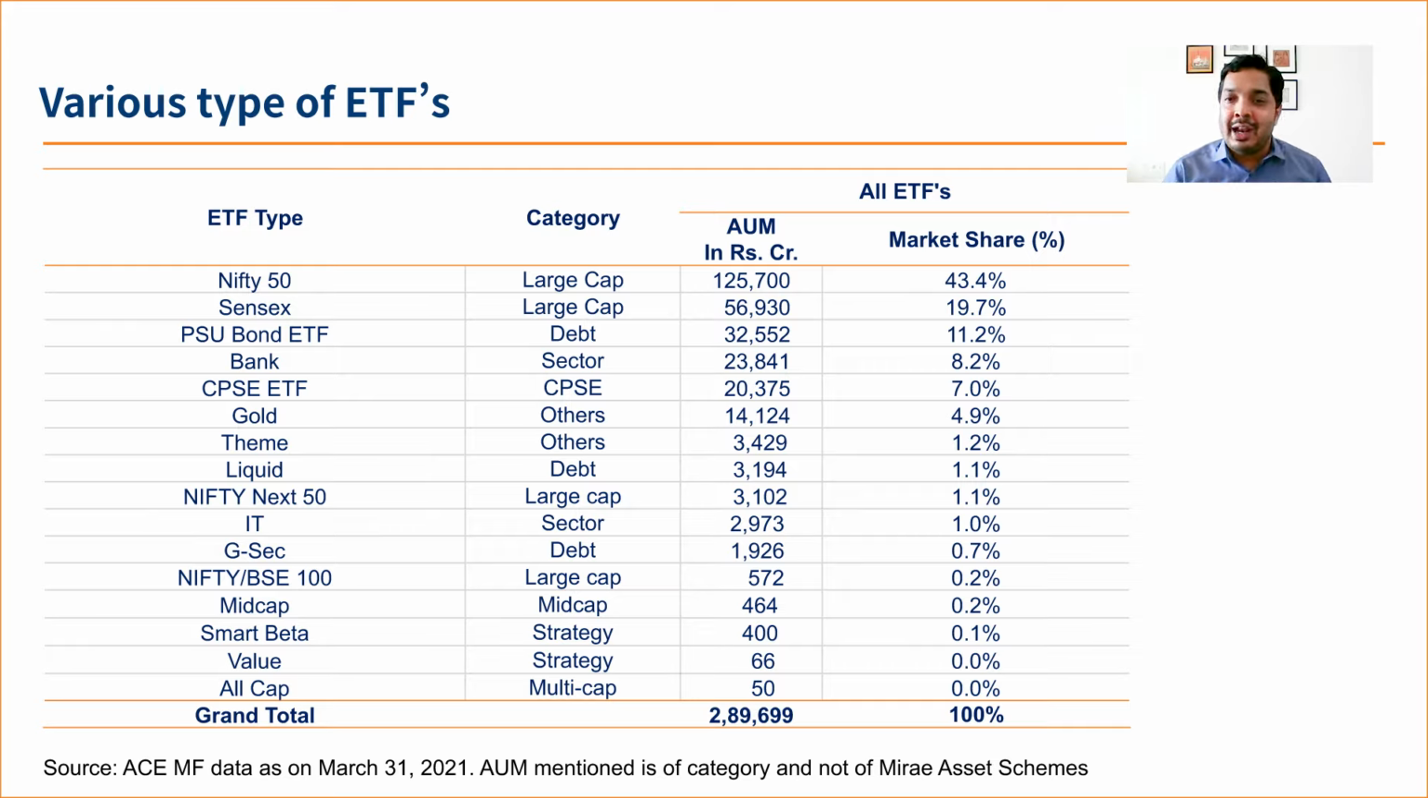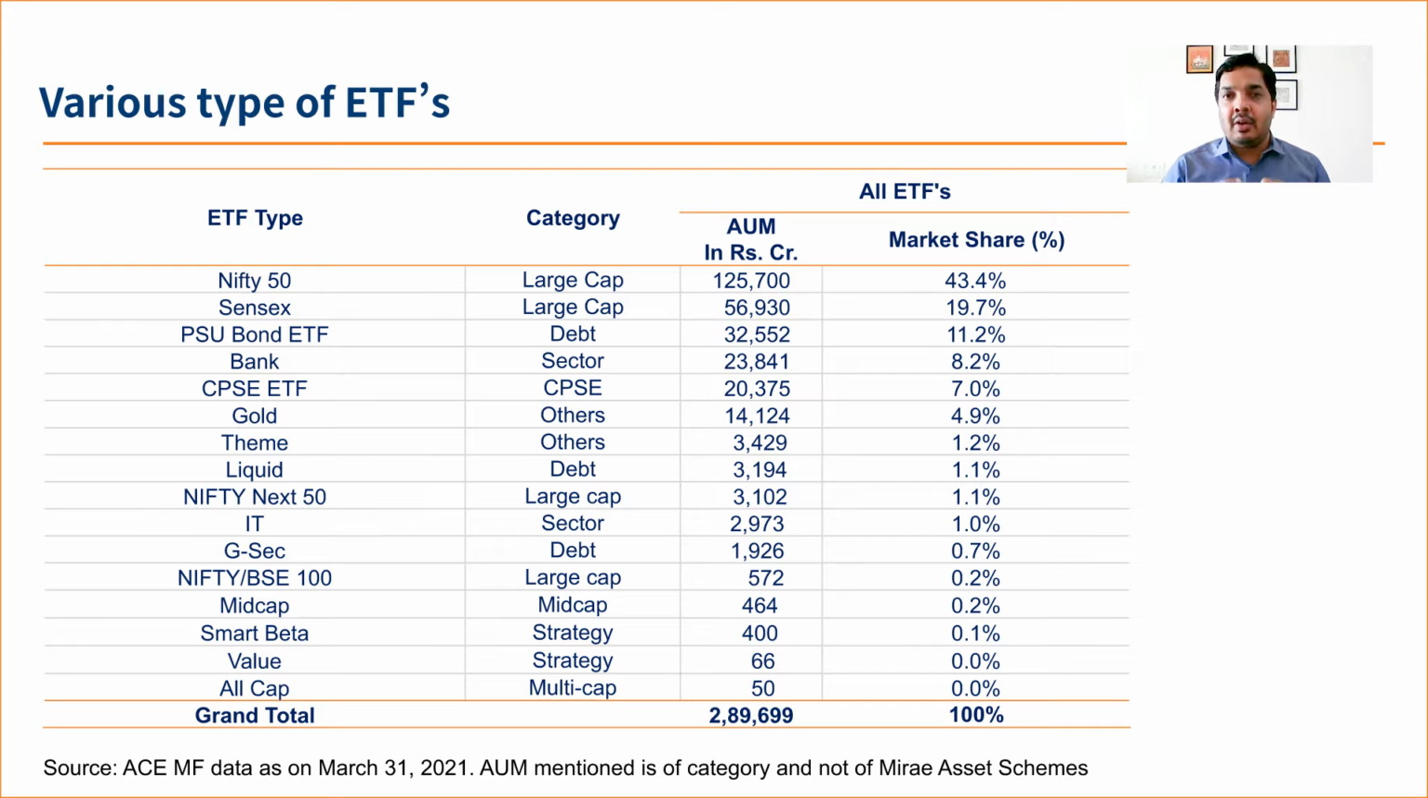Now, moving on, lastly, I'll just talk about what sort of ETF spread we have right now in India. In India right now, there are more than 100 exchange traded products which are listed. In total, they have an AUM of 2.89 lakh crores. I'll repeat again, 2.89 lakh crores. And that is how big the ETF market in India is.